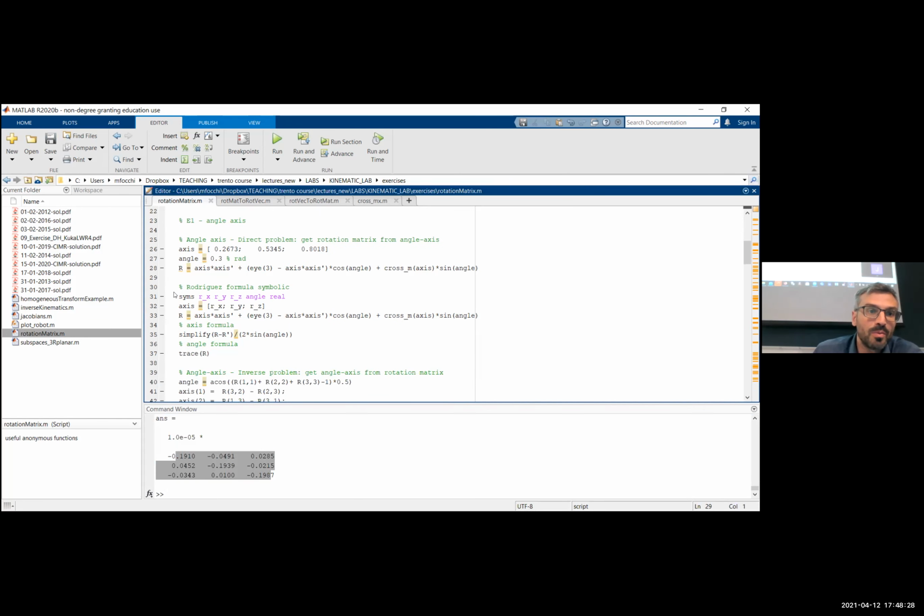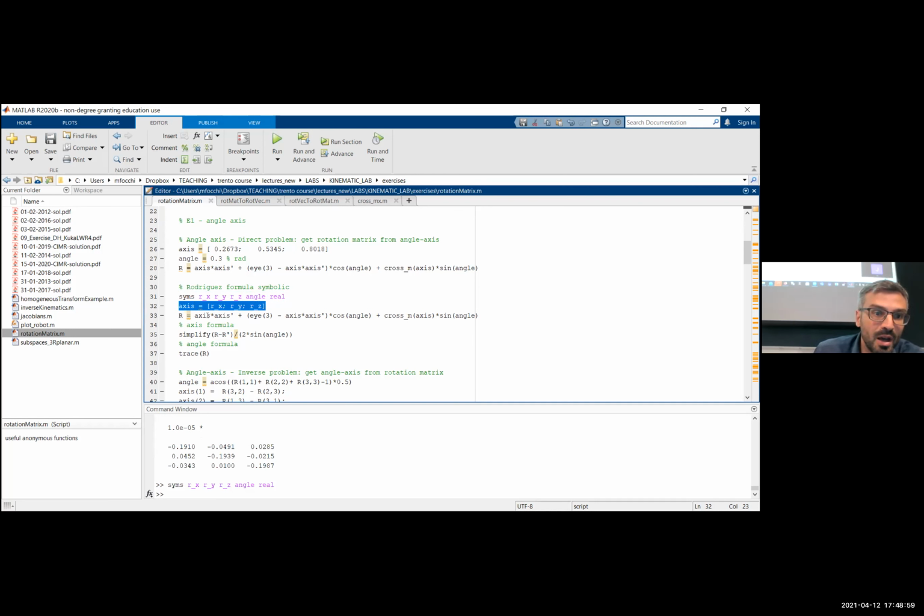Instead, if we want to compute the Rodriguez formula symbolically, as we want to see that the relations that we found are correct, we define some variables as symbolic, like axis components, coordinates, and the angle. We should append a label real, just to not have complex solutions and weird solutions. So we define a vector of symbolic values called axis. We apply again the Rodriguez formula.